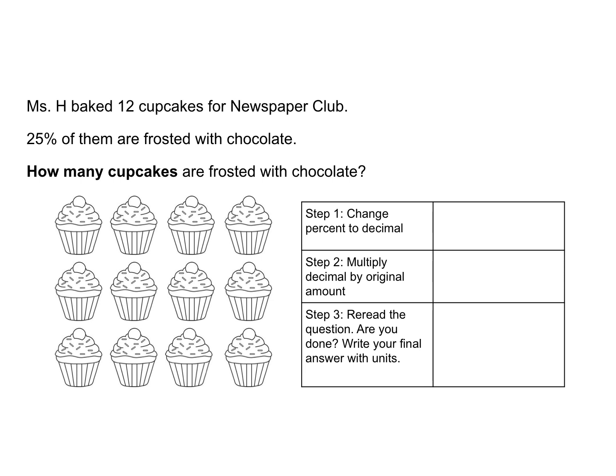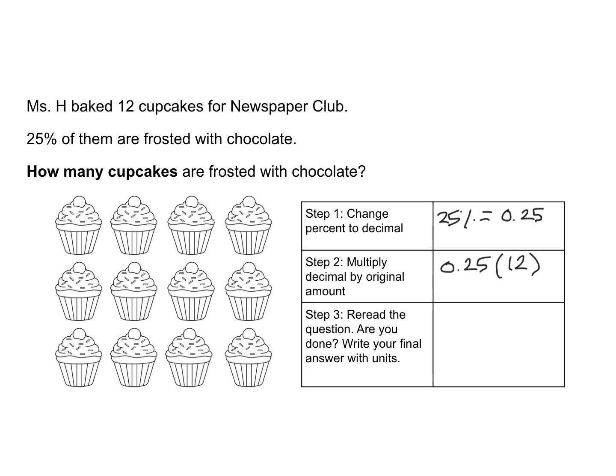So our first step is going to be to change our percent to a decimal. So we have 25%. When we go from a percent to a decimal, we can divide by 100. That's going to give us 25 hundredths, or 0.25. Our next step is going to be to multiply the decimal by the original amount. So we're going to do 25 hundredths times, I'm going to use parentheses to show times, 12.